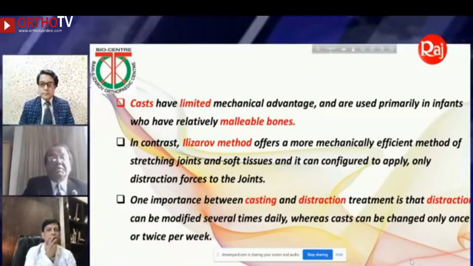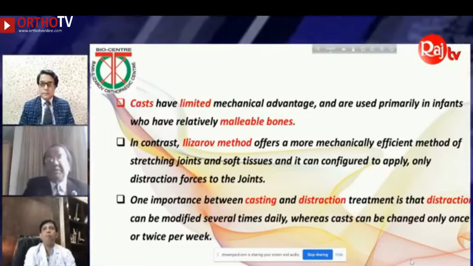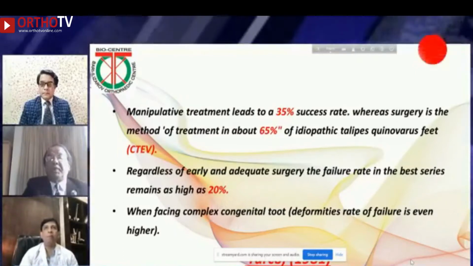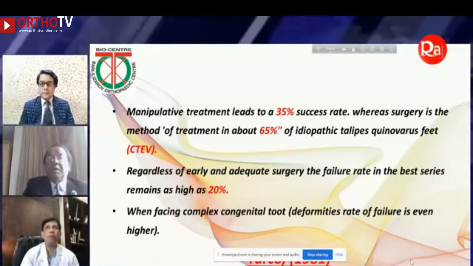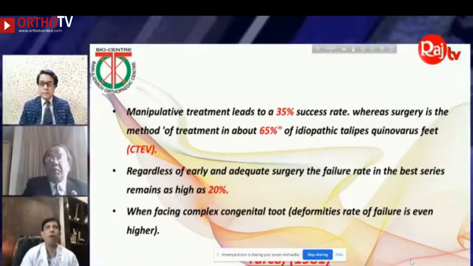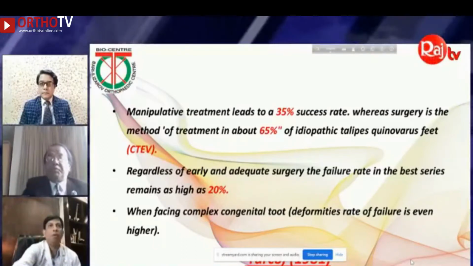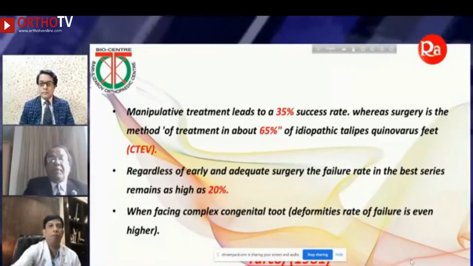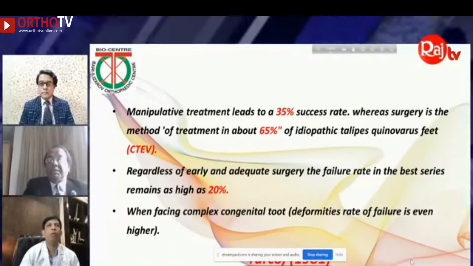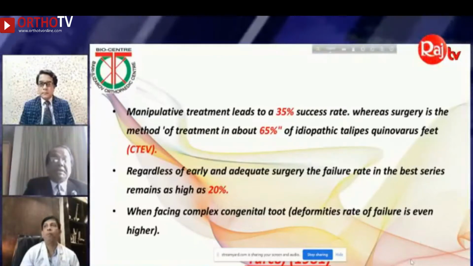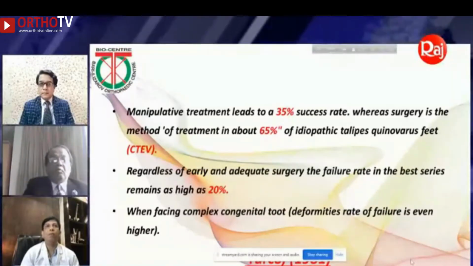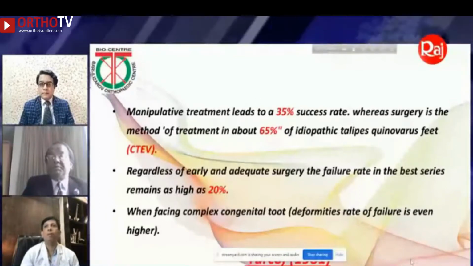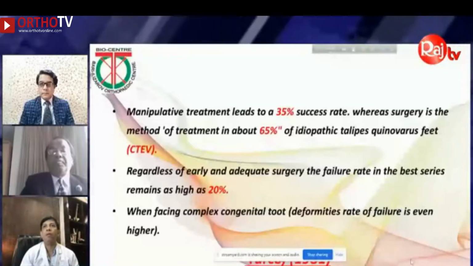Only once in a week or two, you can change the cast. And manipulation, if you go for manipulation, has a 35% success rate, whereas surgery, the method of treatment, is used in about 65% of idiopathic clubfoot. Regardless of early and adequate surgery, the failure rate in the best series remains as high as 20%. When facing complex congenital foot deformities, failure is even higher.